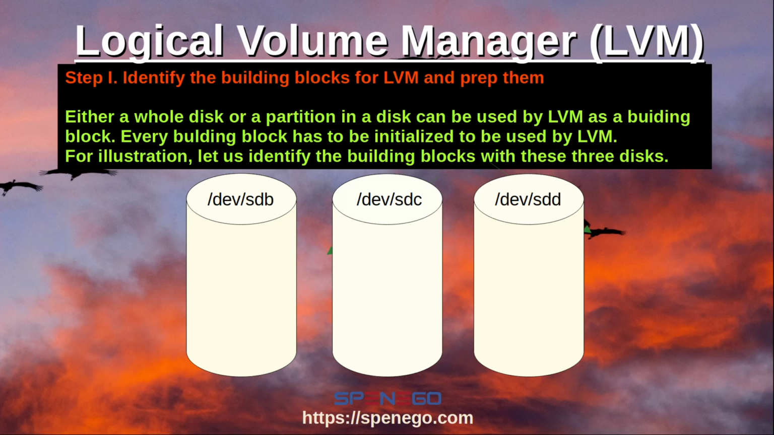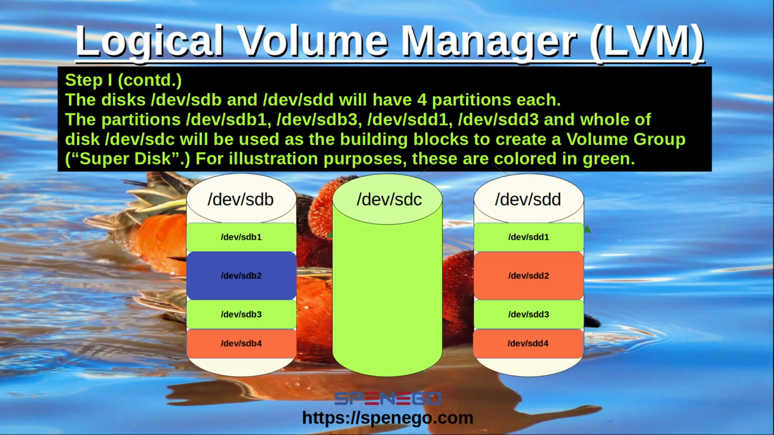The disk /dev/sdb and /dev/sdd will have 4 partitions each. The partitions /dev/sdb1, /dev/sdb3, /dev/sdd1, /dev/sdd3, and the whole of disk /dev/sdc will be used as the building blocks to create a volume group, superdisk. For illustration purposes, these are colored in green.